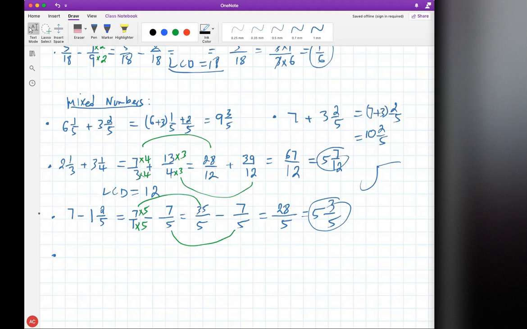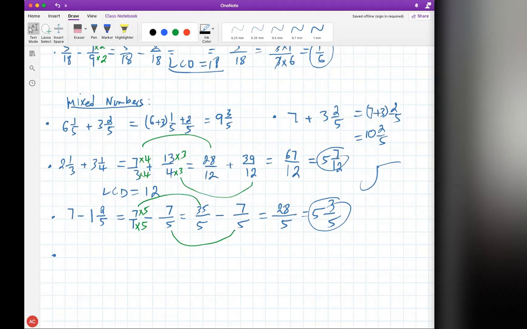Now we'll see how to subtract two mixed numbers. Any questions first? Anybody? Before we do another example, please let me know if you have any questions.